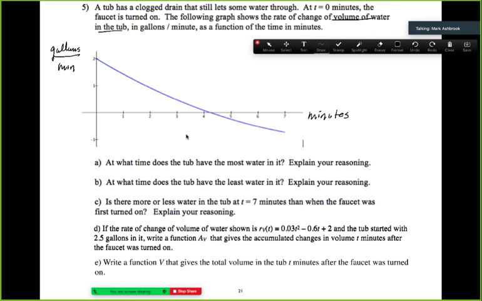All right, so what do you guys think? The first question is, at what time does the tub have the most water in it? Would be the very, very beginning. The very beginning. Because this is the amount of water decreasing. Is that right? Yeah.